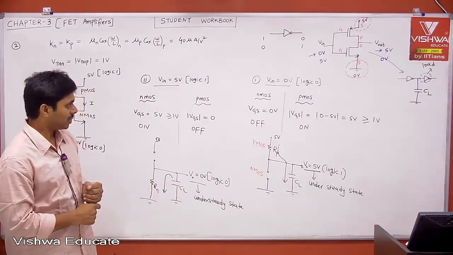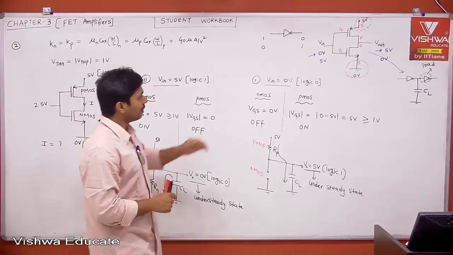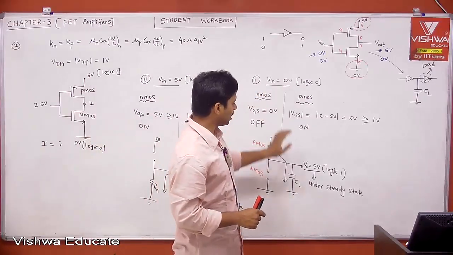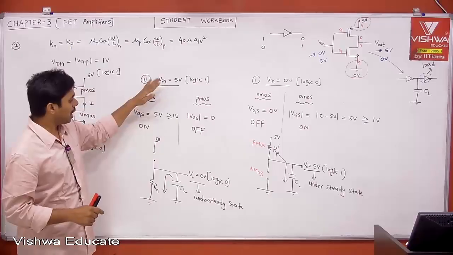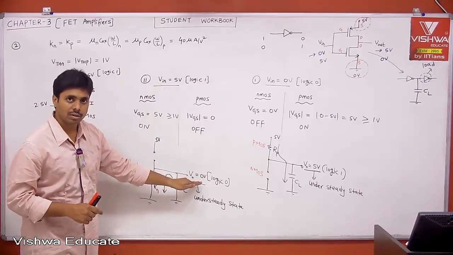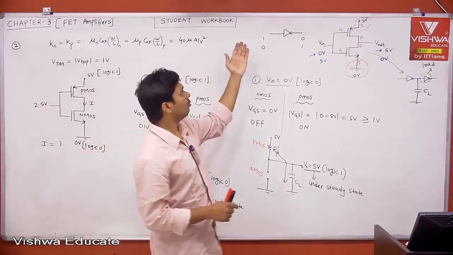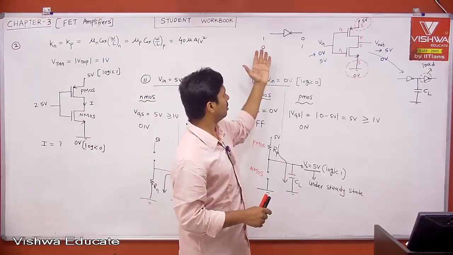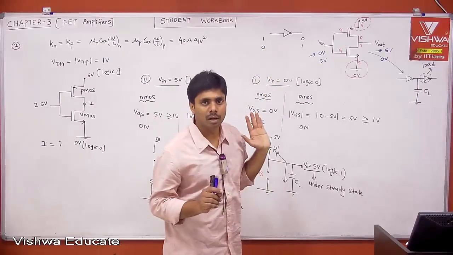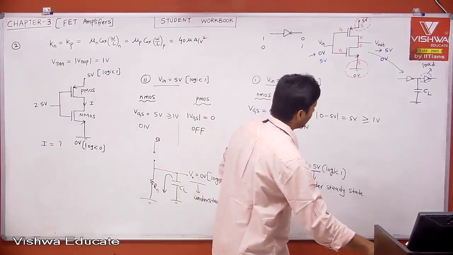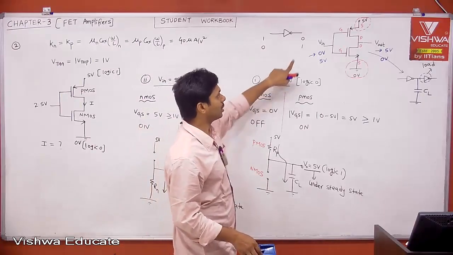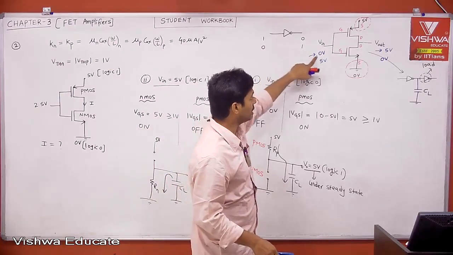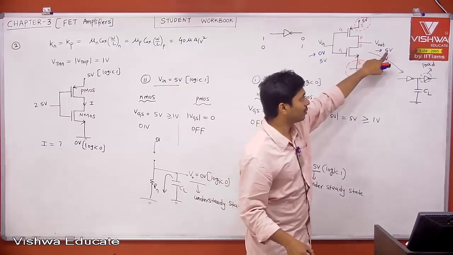Therefore, if you continue, I am just repeating the problem. When input is equal to 0, under steady state we got output 5 volt. When input is equal to 5 volt, under steady state we got output equal to 0. That is nothing but your inversion. 1, 0, 0, 1. Simple. But I want to explain, when input is 0, yes, output is 5 volt.